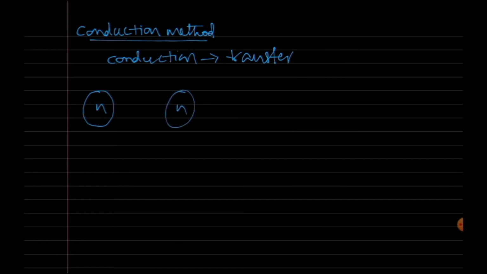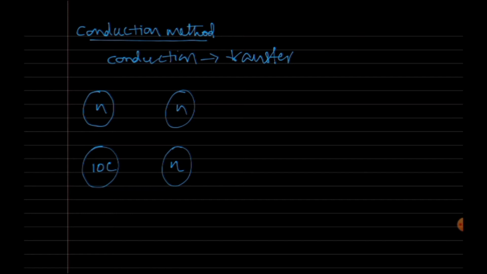Again, I am considering two neutral objects. Both of them are neutral objects. Then what I'm doing is I have given a certain amount of charge to one object. Let's say I have given 10 coulombs of charge. The other object is kept as it is.